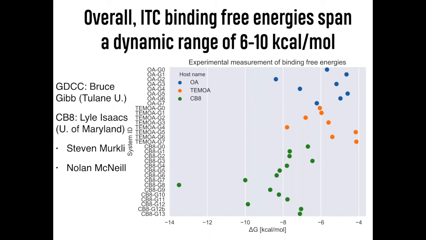So all the experimental measurements were performed in Gibb's group and in Lyle Isaacs' group at the University of Maryland. Stephen Merkley and Nolan McNeil were the grad students that performed the experiments in Isaacs' group. The experiments were performed using ITC, and the dynamic range of the single set of octa acid and CB8 is actually on the order of 4 kilocalories per mole, but the overall range is about -6 to -10 kilocalories per mole.